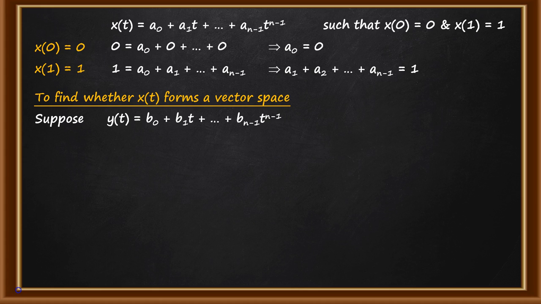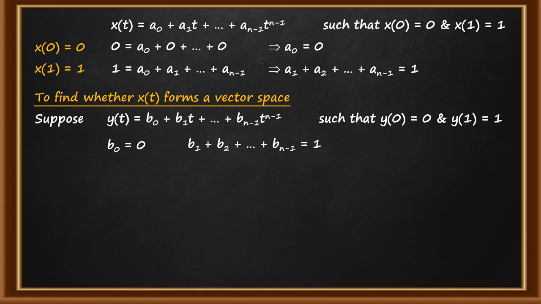And this also satisfies the same condition as x(t), that is y(0) is equal to 0 and y(1) is equal to 1. So under that condition, for x(t) we got these two equations regarding the coefficients, and for y(t) the coefficients satisfy the same condition. That implies b0 is equal to 0 and b1 plus b2 up to b(n minus 1) is equal to 1.